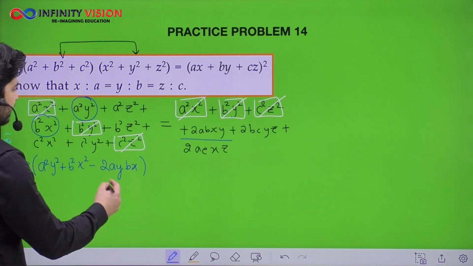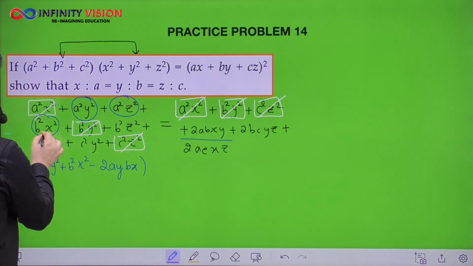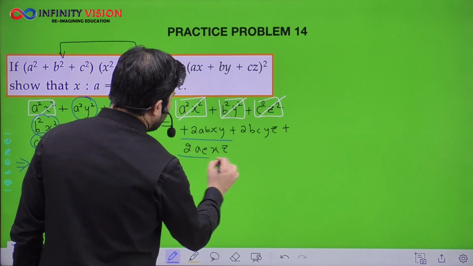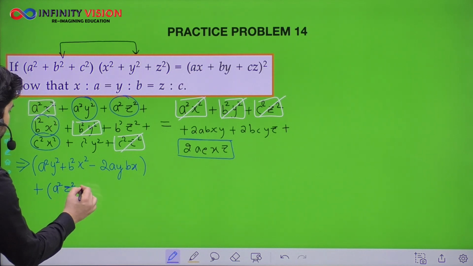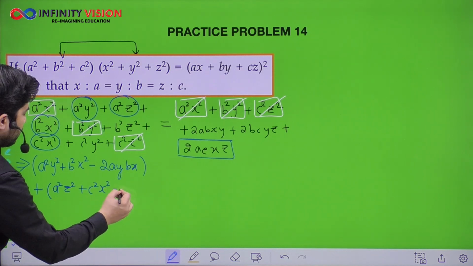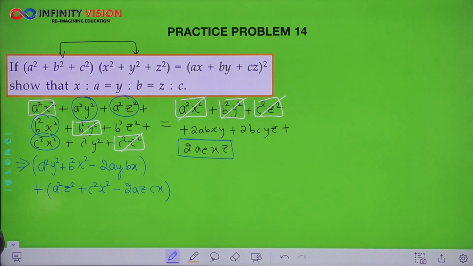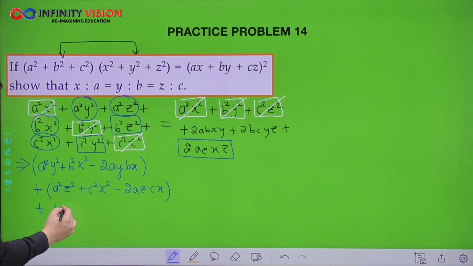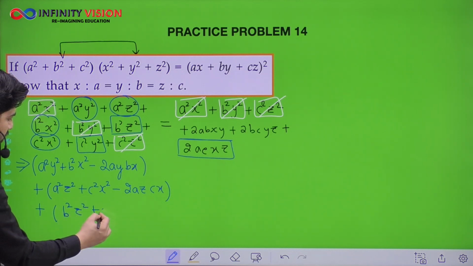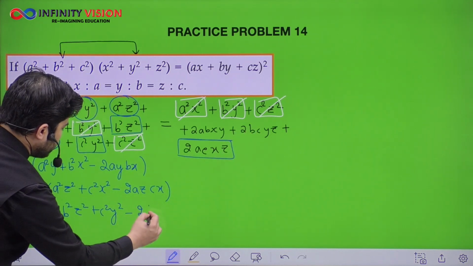Now, in the same way, you see a square z square, then you see c square x square, and then you see 2acxz. So I can write a square z square plus c square x square minus 2azcx, because 2acxz can be written as minus 2azcx. And the last term would be your b square z square and c square y square minus 2bcyz. So this is going to be minus 2bzcy.